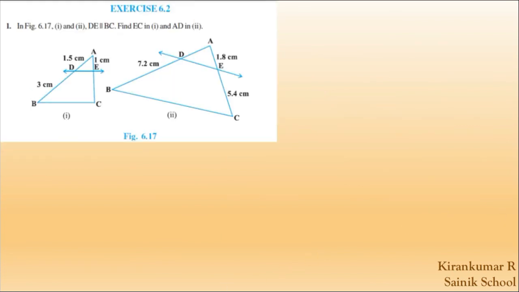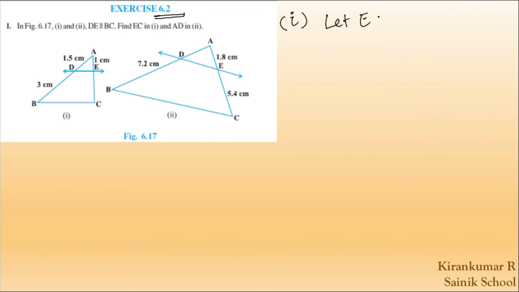Now let us begin with the exercise questions. Exercise 6.2. In the figure 6.17, first one and second one, we have DE parallel to BC. Find EC in the first one and AD in the second one. Let me solve the first one here.